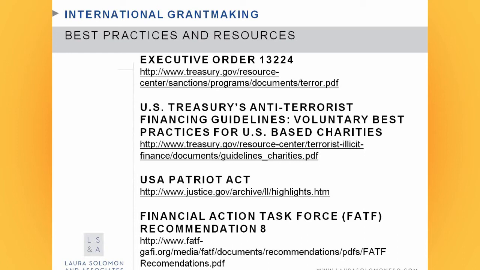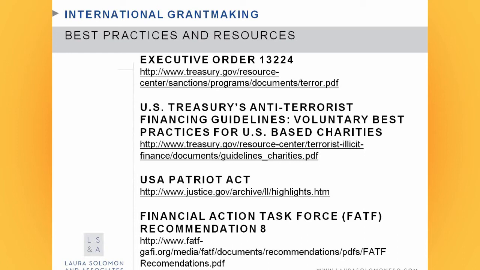Following that, there were groups of individuals involved in the charitable sector, and I've been involved in this group now for years, who together worked with the Treasury Department to craft a list of best practices that charitable organizations can use if they're engaged in international philanthropy to make sure that they're not inadvertently running afoul of Executive Order 13224. And those are called the U.S. Treasury Department's Anti-Terrorist Financing Guidelines, and they are voluntary best practices for U.S.-based charities.